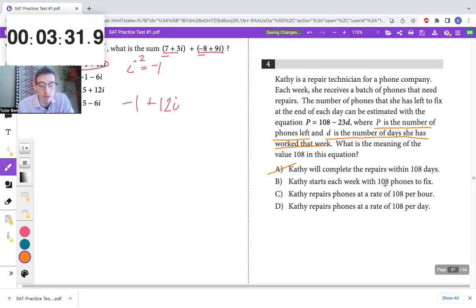Kathy starts each week with 108 phones to fix. Well, I'm going to explore that. If D is 0 at the beginning of the week, she's worked 0 days, then P, which is the number of phones left, is 108. So if before she starts working the number of phones is 108, that's another way of saying that Kathy starts each week with 108 phones to fix. So I feel confident with that answer. You can read through C and D yourselves to see why those are not going to be correct answers.